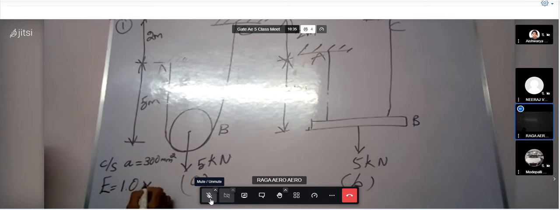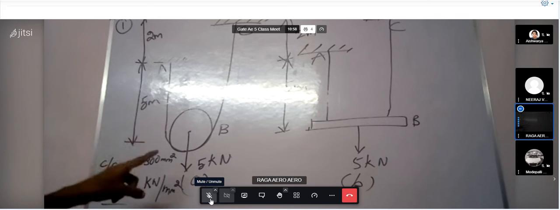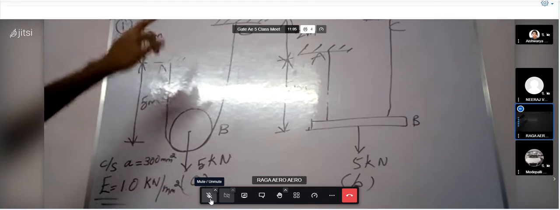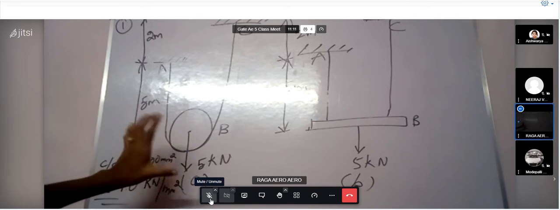What is E? Just tell me what is the E value here. Respond to me, okay. So E is Young's modulus. In this A section, the rope ABC is continuous over a smooth pulley. This ABC is a continuous thing over a smooth pulley from which the load is suspended.